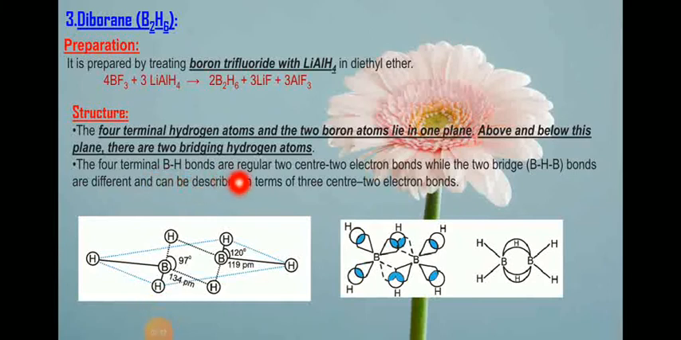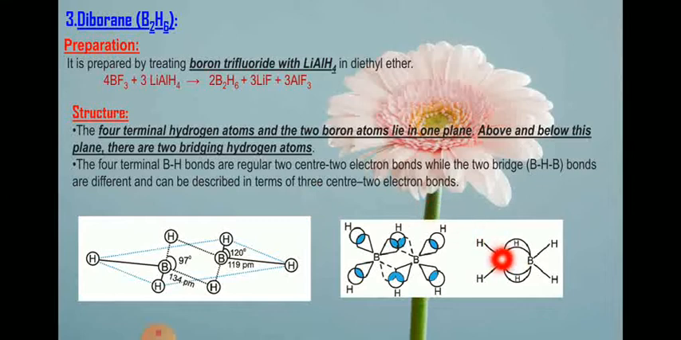The 4 terminal BH bonds are regular, and they are 2-centered 2-electron bonds. This boron hydrogen bond is a 2-centered 2-electron bond, whereas the 2 bridged bonds are there. This one BHB, another one BHB. These are quite different and can be described in terms of 3-centered 2-electron bonds.